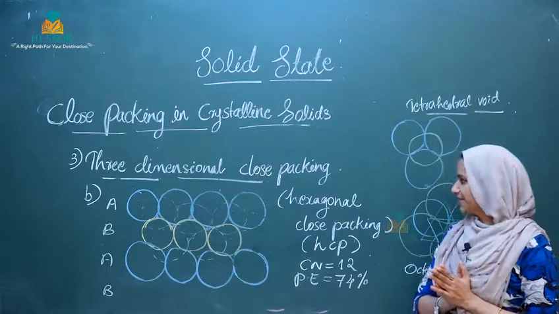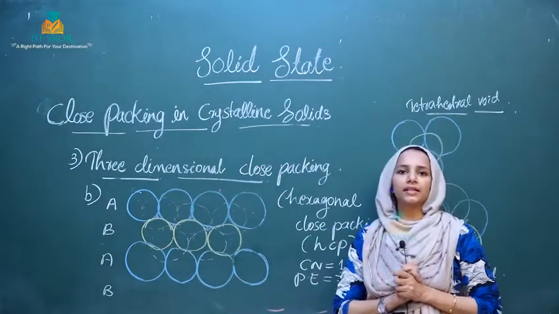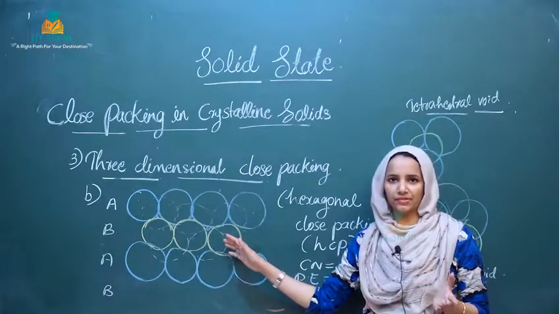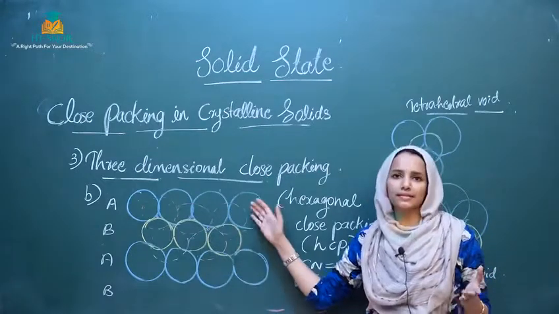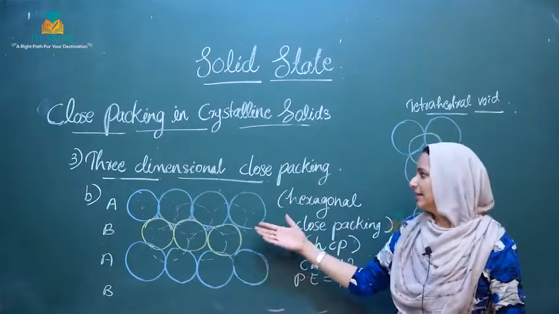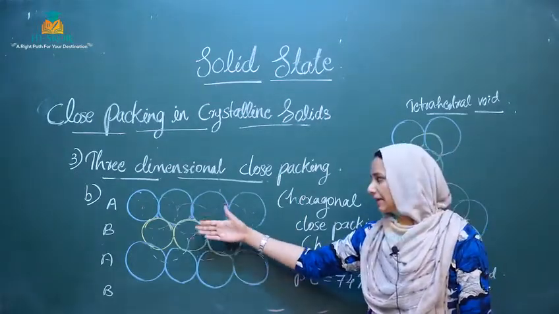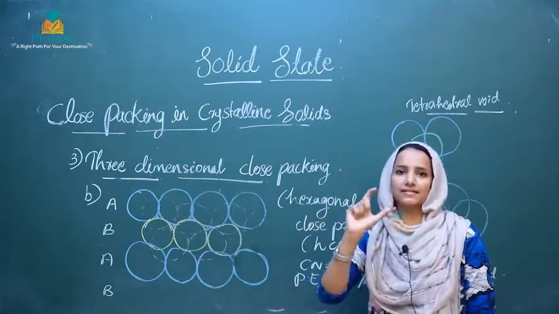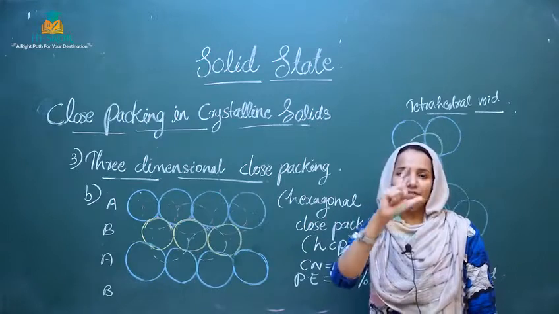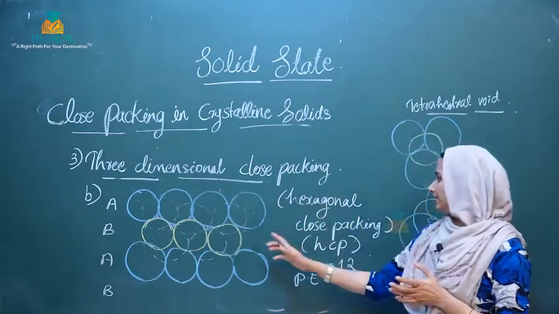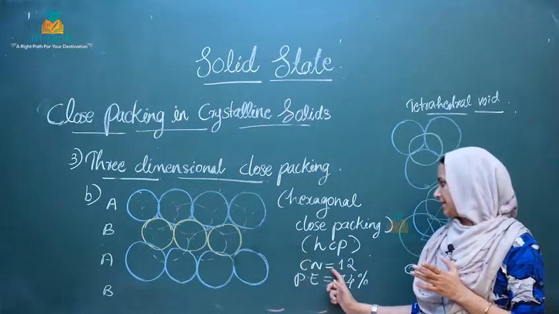Here, what about the coordination number? When you see the central sphere, you can see that there are 12 surrounding spheres. You can't see it here because it is a 2-dimensional board. So, when you imagine this structure, you will see that we have a second layer, third layer, fourth layer like that. When you consider any central sphere, you see that we have 12 neighboring spheres, right? So, we can say that the coordination number here is 12.